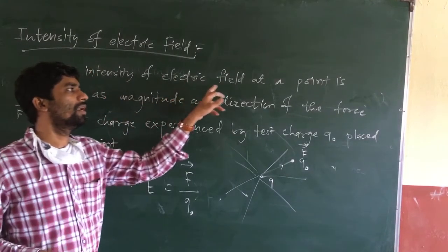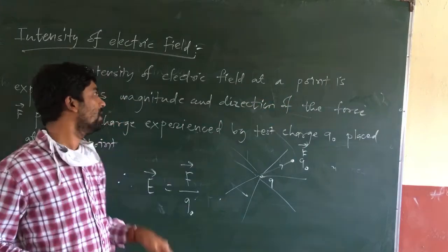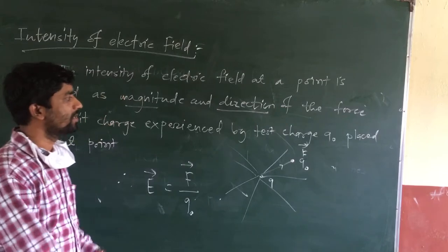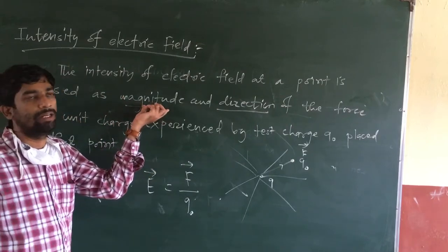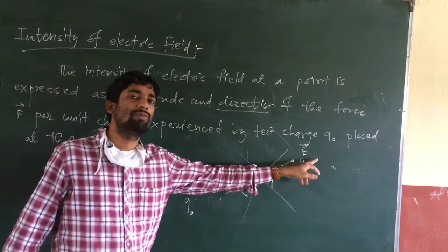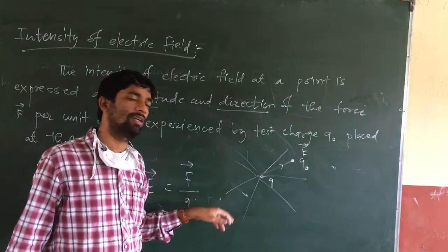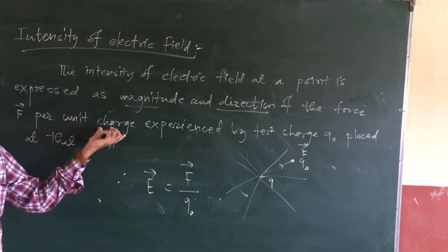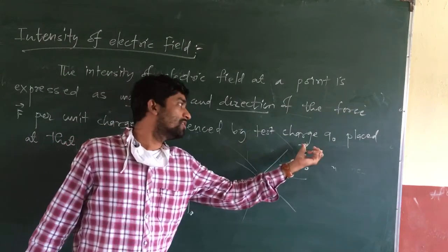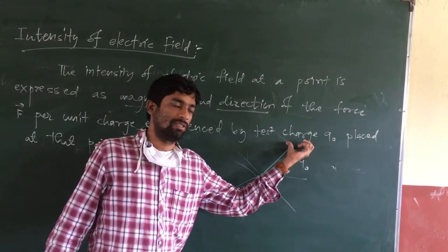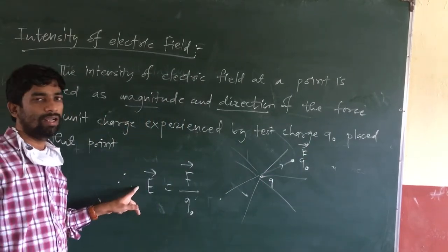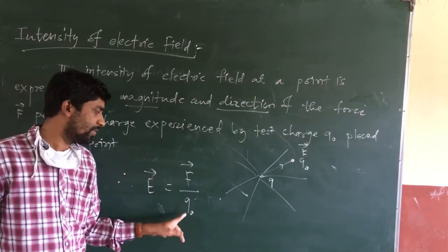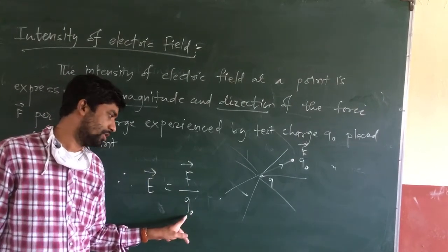The intensity of the electric field at a point is expressed in terms of magnitude and in terms of direction. The direction of the force and the direction of the electric field are both in the same direction. It is the force per unit charge experienced by a test charge. So what is the electric field? Electric field is equal to the force experienced by the test charge divided by the charge of the test charge, Q naught.